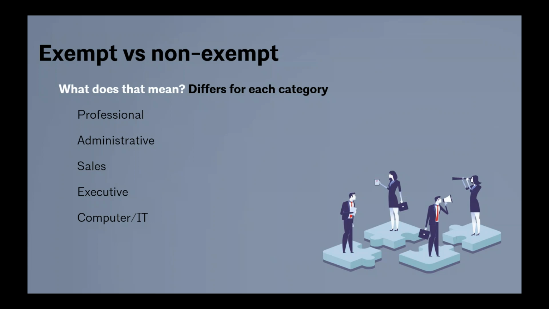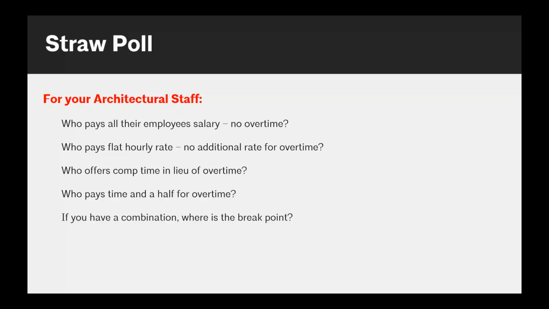The professional is pretty much what every firm has. The majority of the people in any firm will be determined exempt or non-exempt from the professional category. However, all firms have administrative people, and they all have executives, and some have computer IT, some not. And the very large firms will have outside salespeople who are never in the office, who only go out on the road and sell. But that's a pretty unusual position for an architectural firm. Next.